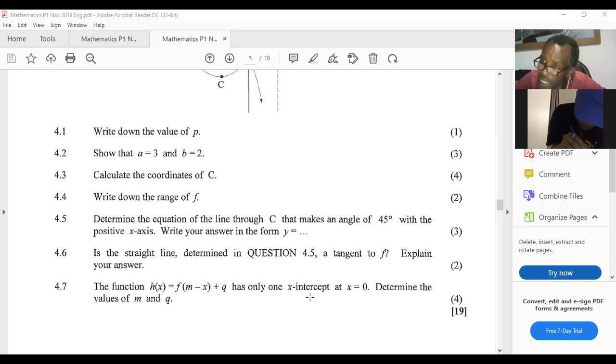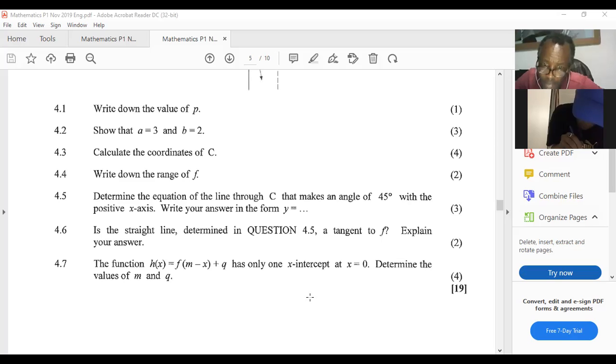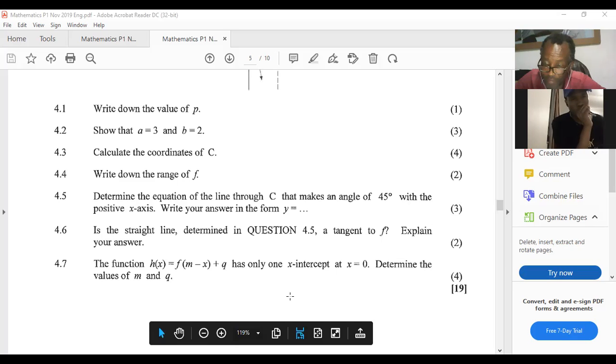Now, let me tell you another thing. If there is only one x-intercept, that means it's a turning point and it is also an x-intercept. That is where the secret is. Listen, the graph.